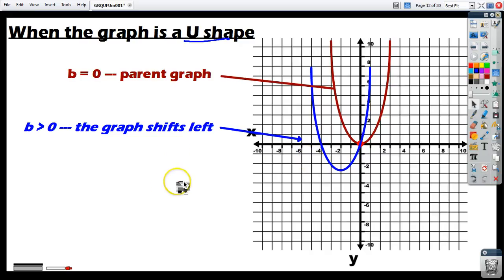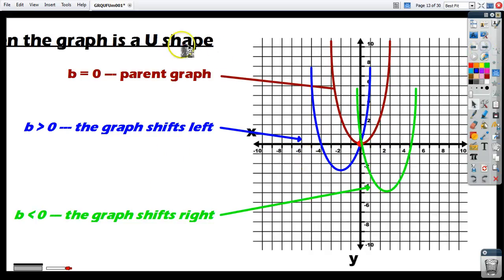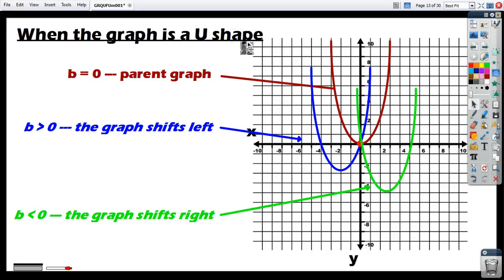Now, you would expect this next part to be just the opposite, which it is. If B is less than 0, in other words, a negative number, the graph then shifts to the right. Now, here's where it gets tricky though. So first, copy all this information down for when it's a U shape. Okay, but now make a new graph and let's take a look at the other situation.